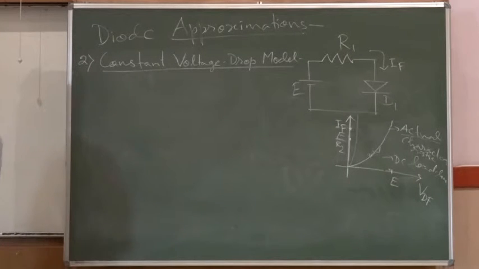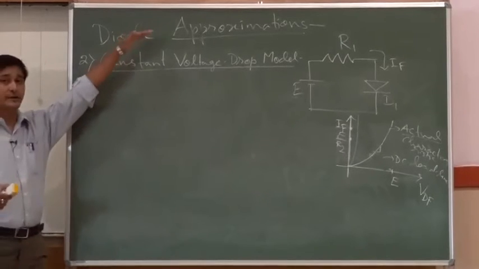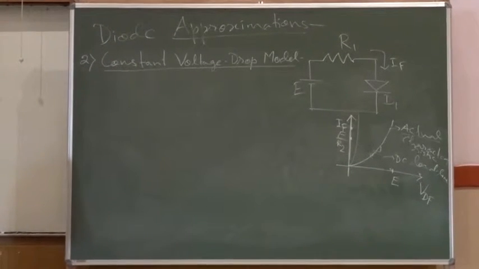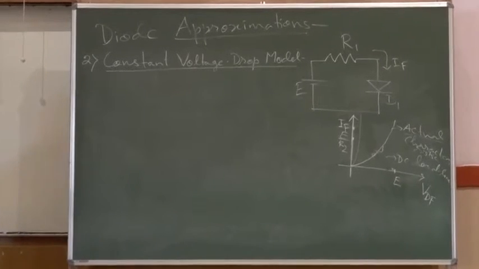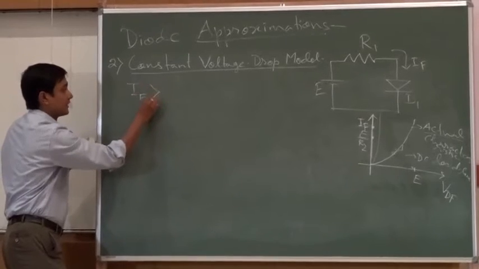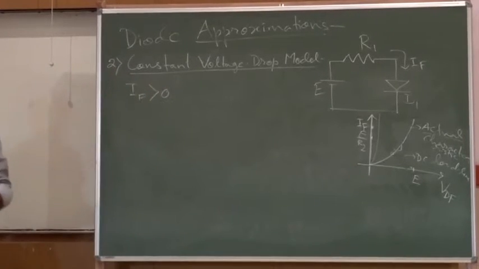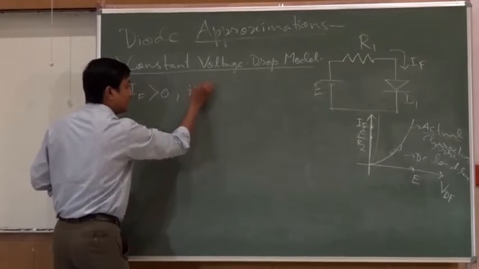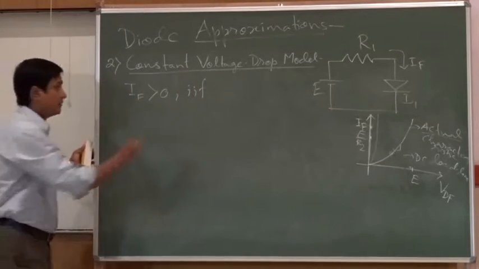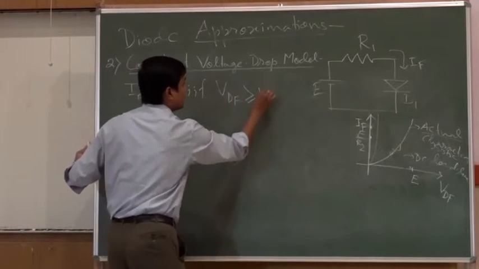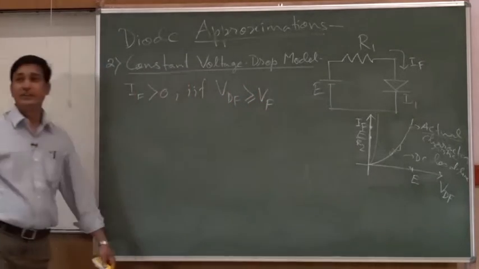I'll take the same way for representing this approximate model, the way I was representing the diode ideal model. So, first the mathematical model. IF greater than 0, if and only if VDF goes greater than or equal to some voltage Vf.